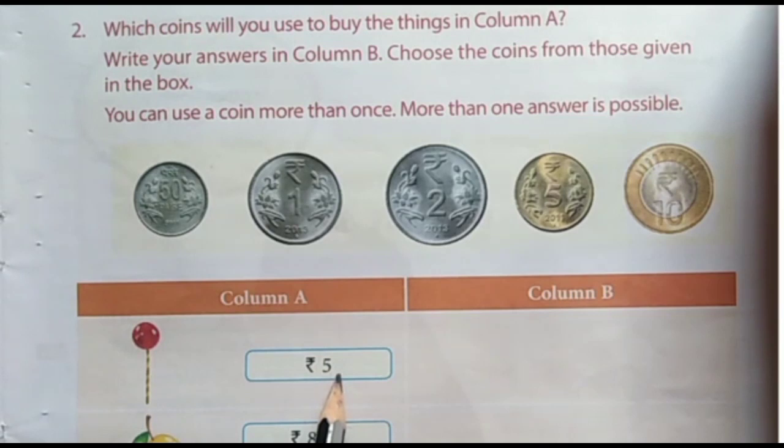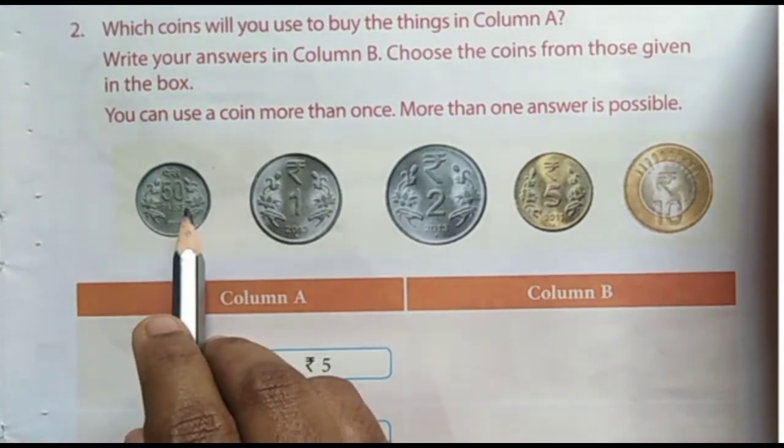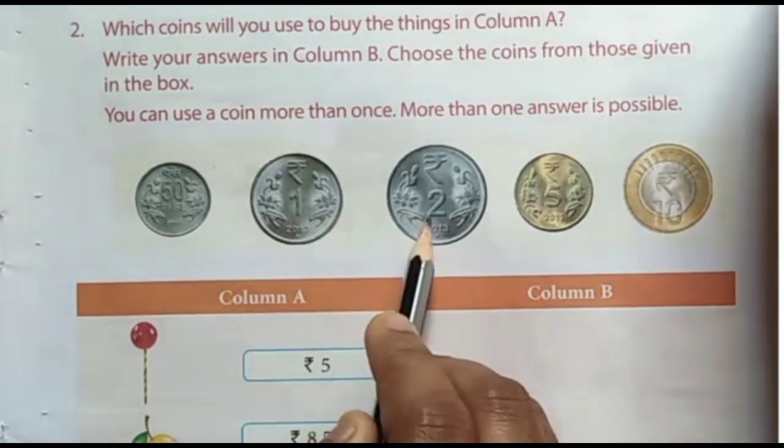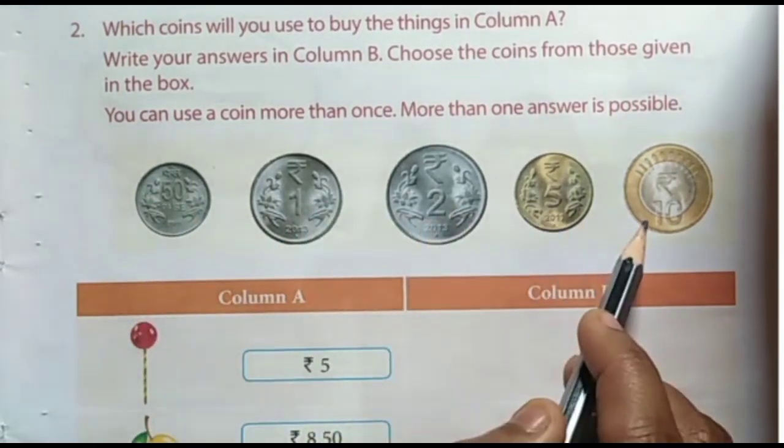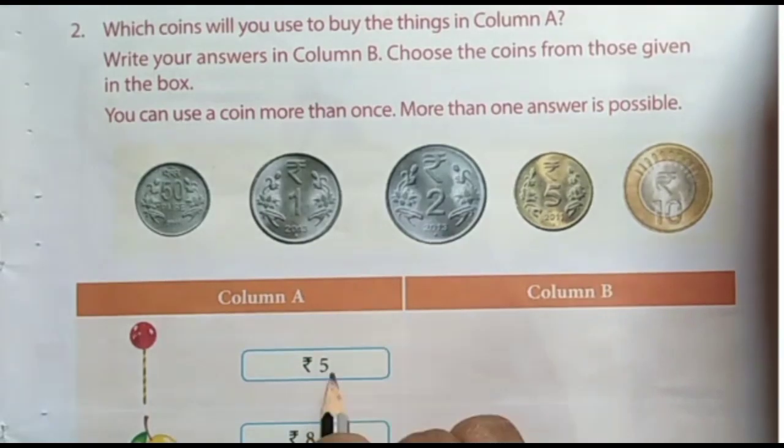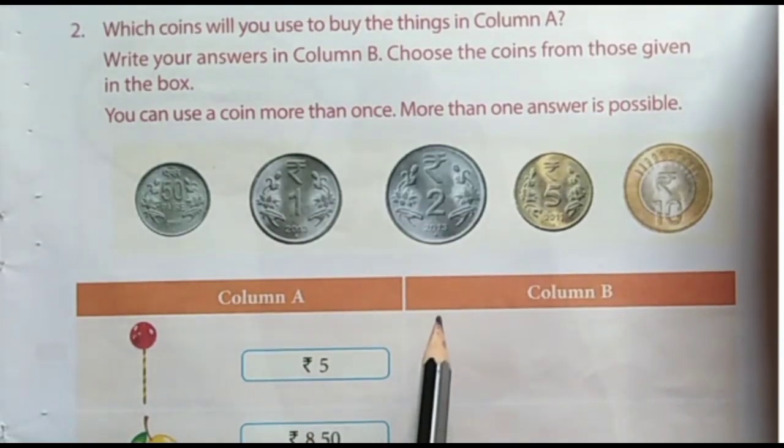The first object is a lollipop and the cost of this lollipop is 5 rupees. So, to buy a lollipop, you should give 5 rupees. Here given 50 paise coin, 1 rupee coin, 2 rupees coin, 5 rupees coin and 10 rupees coin. Children, can you tell me which coin will you give to buy a lollipop which costs 5 rupees?